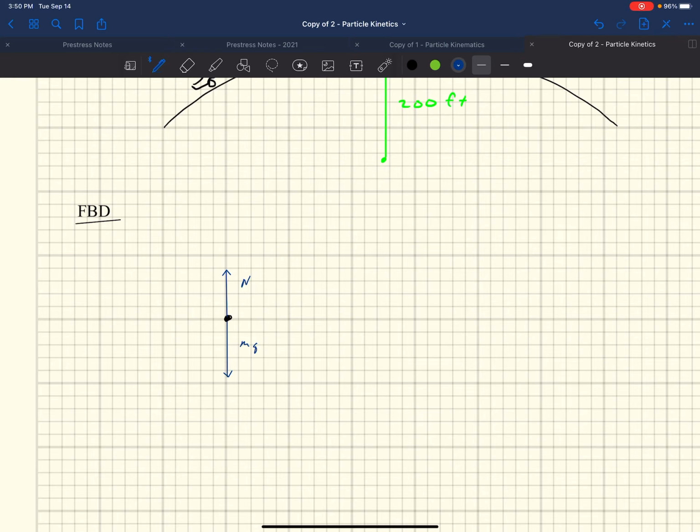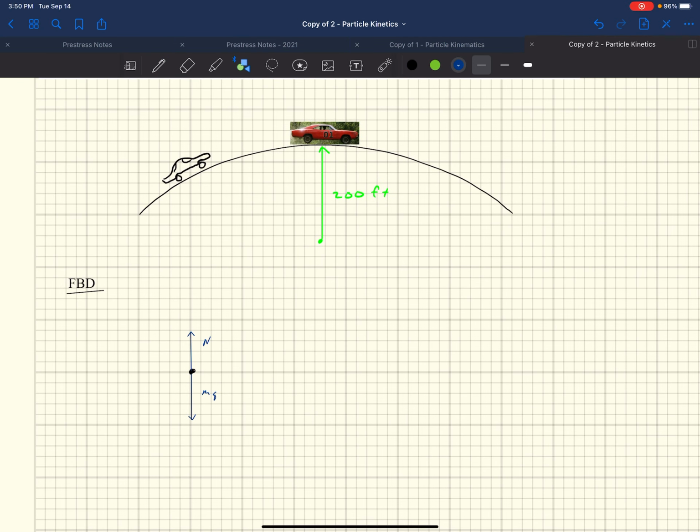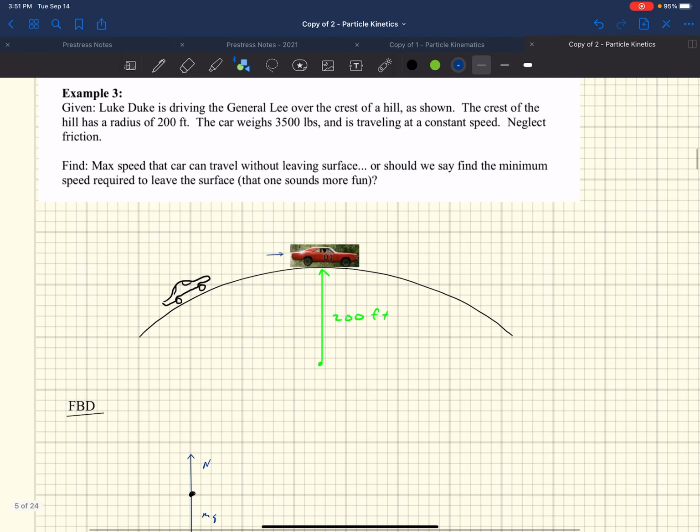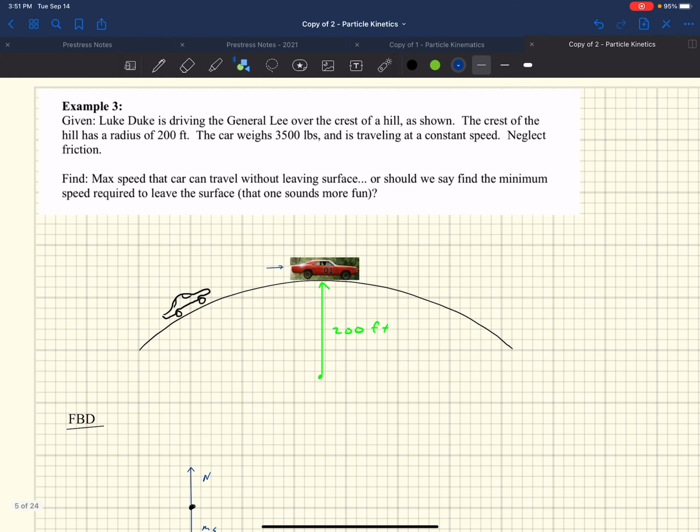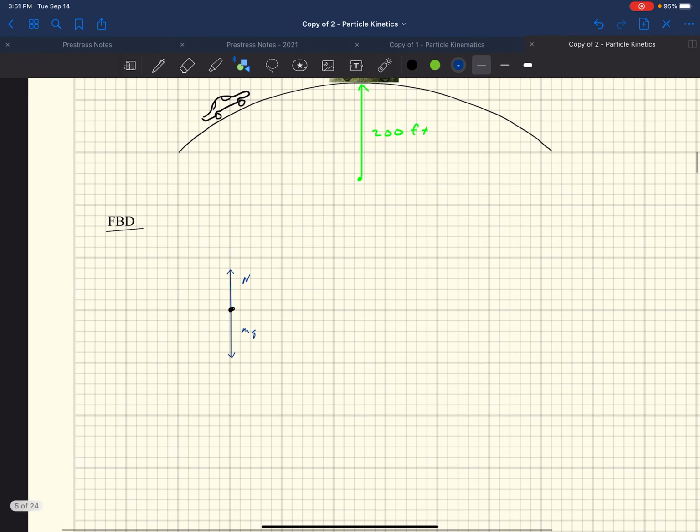Could I have a force, like a thrust on the back of the General Lee? Yes, I could, if I was accelerating. If the General Lee was accelerating, there would be a force, like a torque force, with the tires cranking away. But I believe it says it's traveling at a constant speed. So there is no thrusting force behind the General Lee at this point. The only things I have are the normal force and mass times gravity acting down.